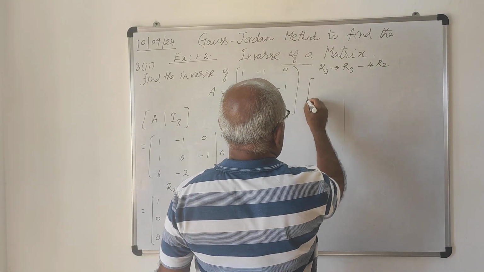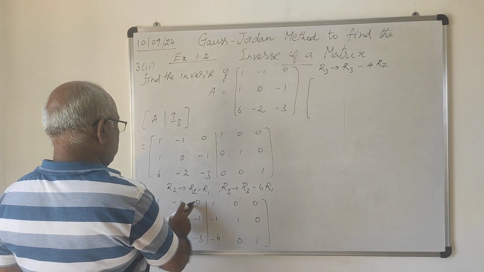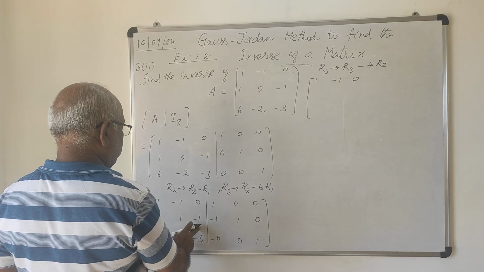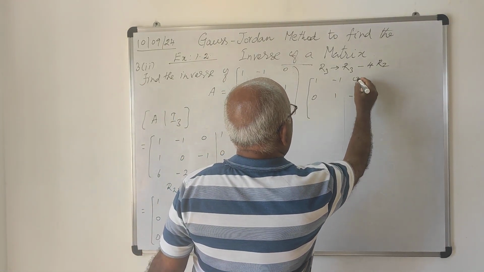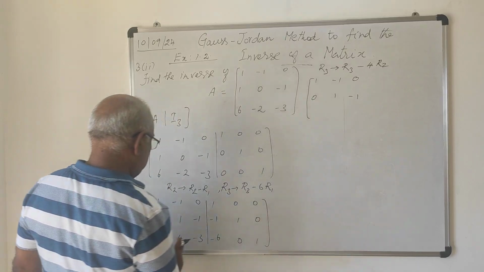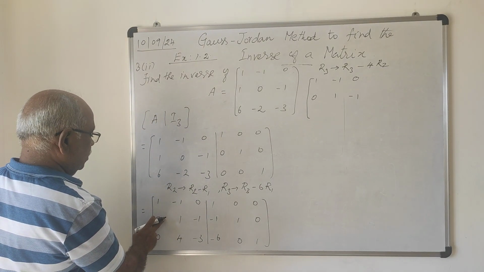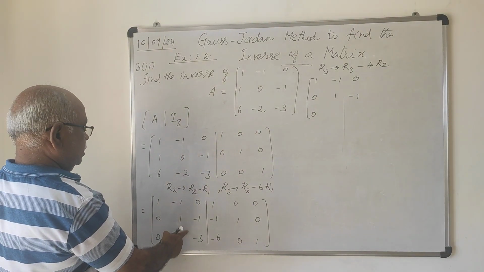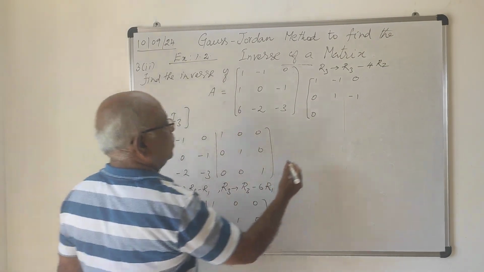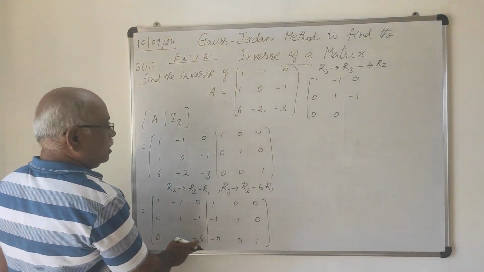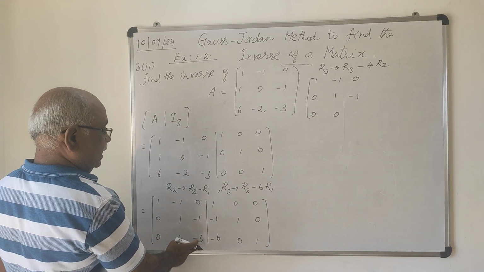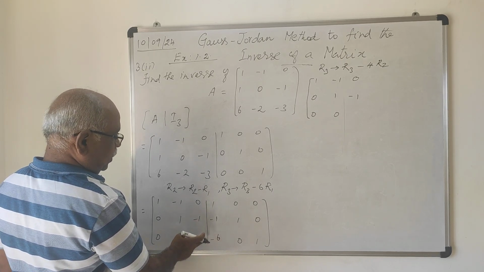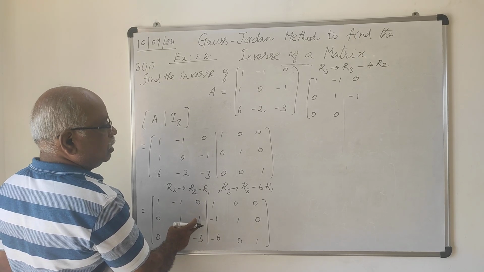So R3 is 1 minus 1 0, as it is you write 1 minus 1 0. Second row also 0 1 minus 1. Third row you have to change, R3 is 0 minus 4R2. 4 times 0 is 0, 0 minus 0 is 0. Then R3 minus 4 into R1 is minus 4, 4 minus 4 is 0. And R3 is minus 3, minus of minus 1 is plus, 4 times minus 4 into minus 1 is plus 4. Minus 3 plus 4 is 1.